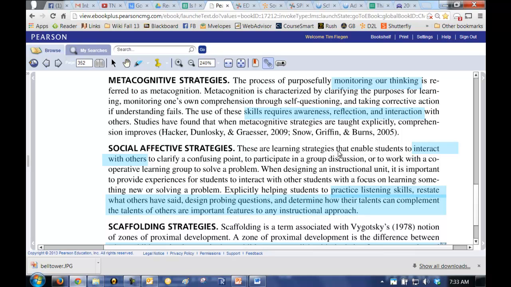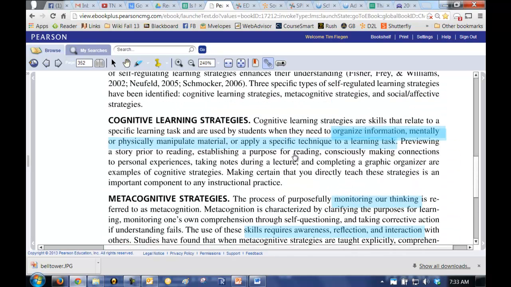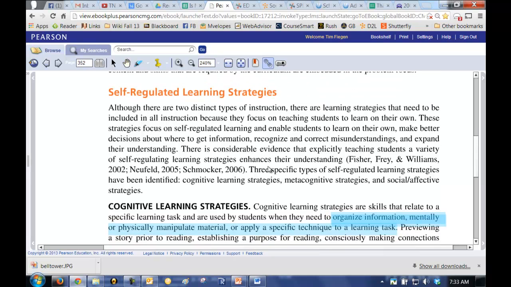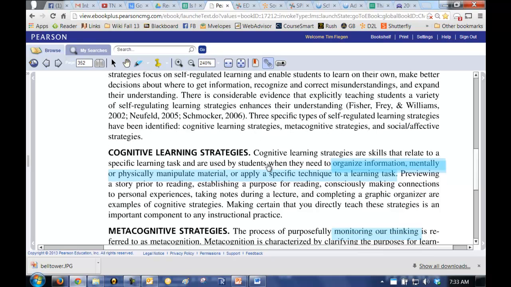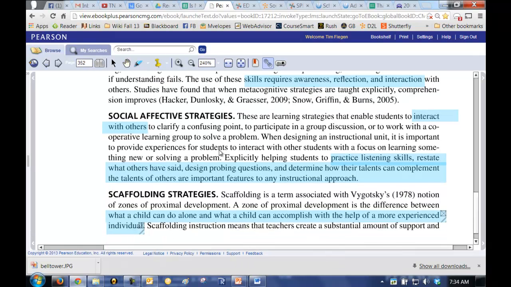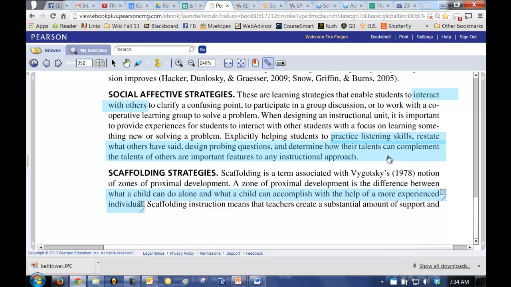And why this becomes important, because you may need to very directly teach these skills to students prior to them being able to be successful in indirect instruction. And hopefully your school, that they come into your grade, say for example you're an upper elementary teacher, that this won't be the first that they're introduced to these concepts. So social is to practice listening skills, restate what others have said, design probing questions, determine how the talents can complement others. That it's socially how they interact with it and with each other in the lesson.